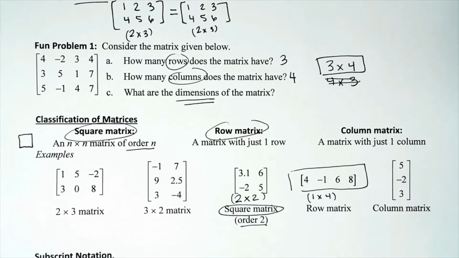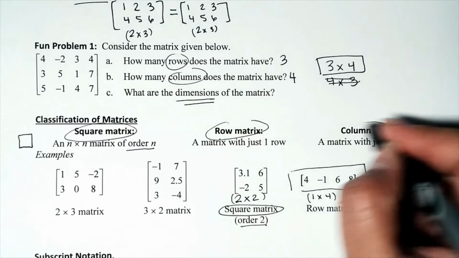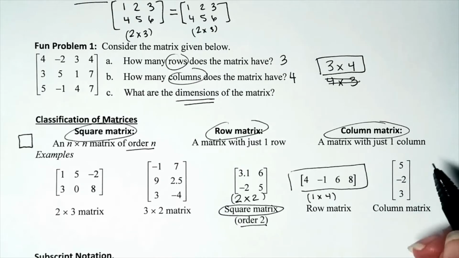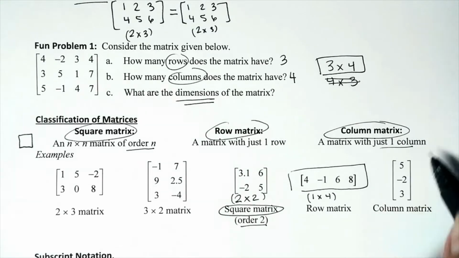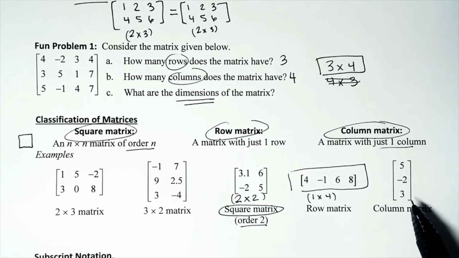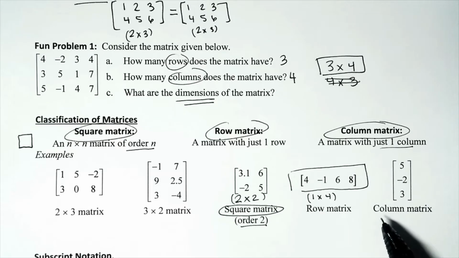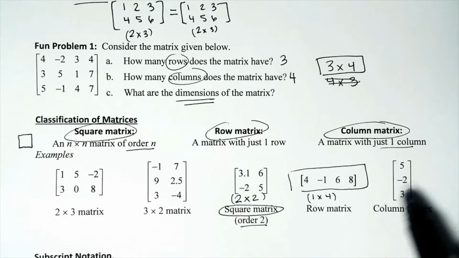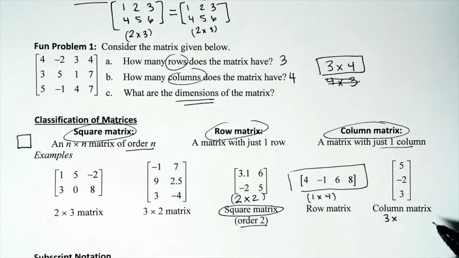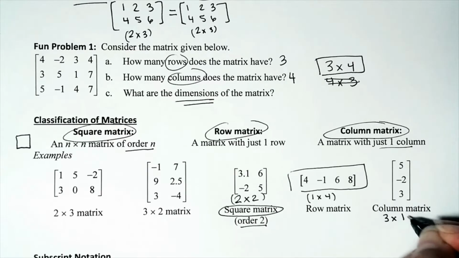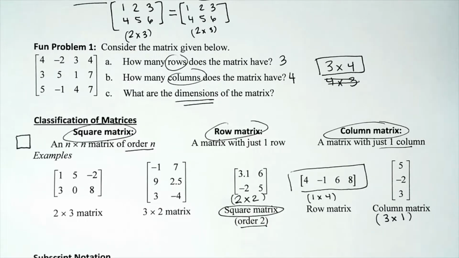Final special name that we're going to consider is a column matrix. What is a column matrix? A column matrix is the special name given to a matrix that has just one column, hence the last one in this example. So we have only one column, so special name column matrix. What are the dimensions? Remember, we say rows first, columns thereafter. So this matrix has 3 rows, so it's going to be a 3 by something followed by 1 column. So it's a 3 by 1 matrix.